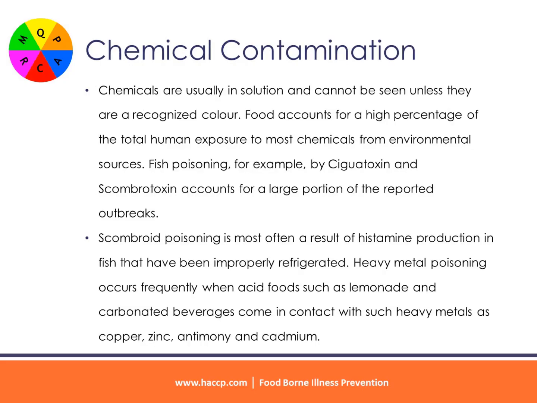Chemical contamination. Chemicals are usually in solution and cannot be seen unless they are a recognized color. Food accounts for a high percentage of the total human exposure to most chemicals from environmental sources. Fish poisoning, for example by ciguatoxin and scombrotoxin, accounts for a large portion of the reported outbreaks. Scombroid poisoning is most often a result of histamine production in fish that have been improperly refrigerated. Heavy metal poisoning occurs frequently when acid foods such as lemonade and carbonated beverages come in contact with such heavy metals as copper, zinc, antimony and cadmium.